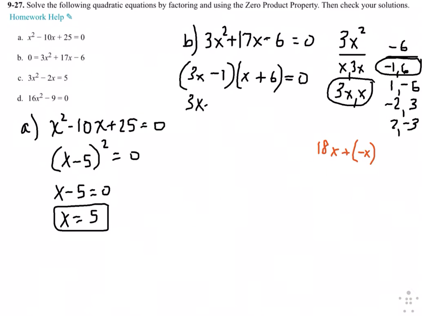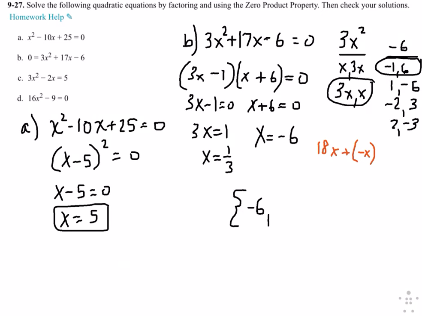So 3x minus 1 is 0, and x plus 6 is 0. So 3x equals 1, x equals 1/3, x equals negative 6. So for B, it's negative 6 and positive 1/3.